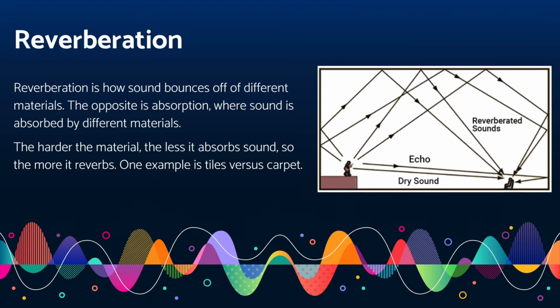And the important thing to know is that harder materials will reverberate more and absorb less. So for example, if you have a really hard table, there will be more reverberation, which means that the sound will bounce off more. But if you're looking at a carpet, for example, it'll reverberate less and it'll absorb more. So the sound does not bounce off as much.